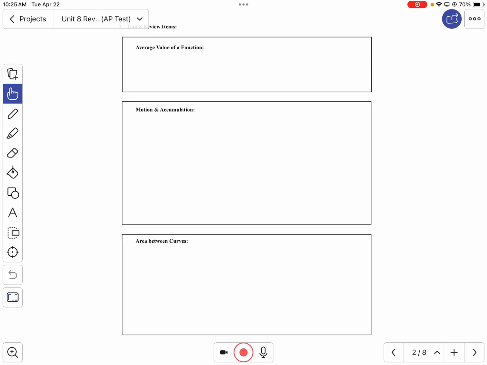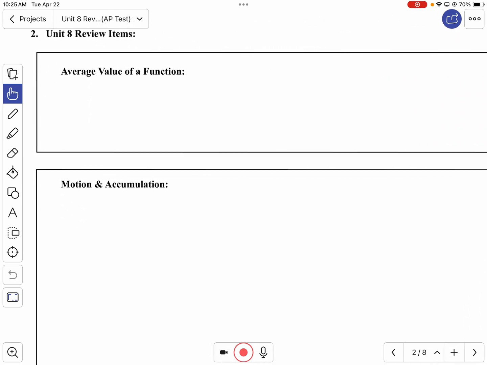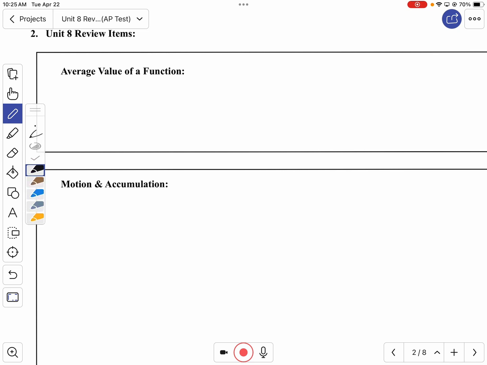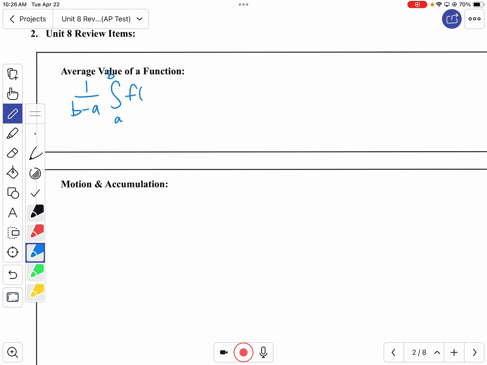So let's just go through real quick, average value of a function. Do you remember how we do that? Length of the interval, integral from a to b of f of x dx. So anytime you're asked to find average value, it's 1 over the length of the interval times the integral from a to b of f of x dx. Right.